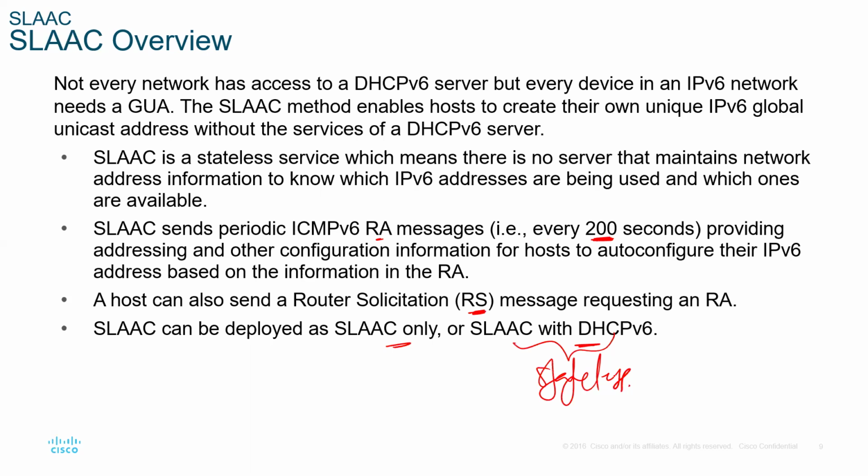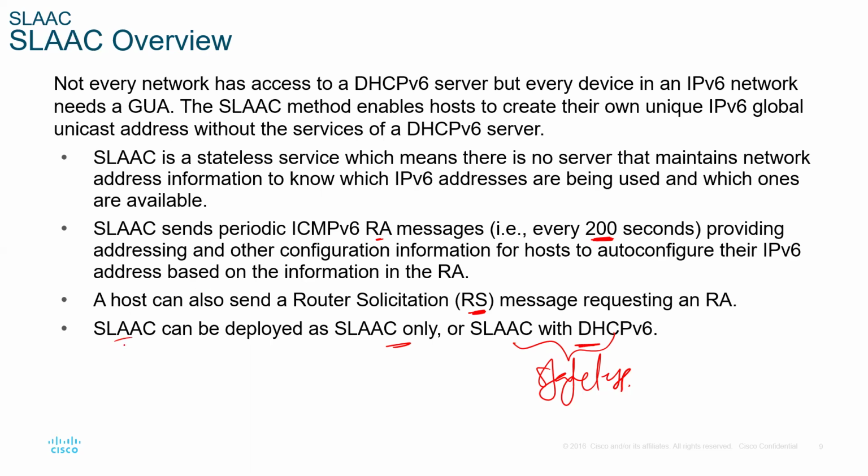SLAAC makes use of no DHCP server. So in a case where in our network we don't have a server, it does not mean we do not need addresses. It does not mean we also do not need dynamic assignment of those addresses. So SLAAC, make no mistake, is not manually assigning addresses. It is a way of dynamically assigning addresses. But provided that we do not have a server, how do we dynamically assign addresses? That's why we have SLAAC.